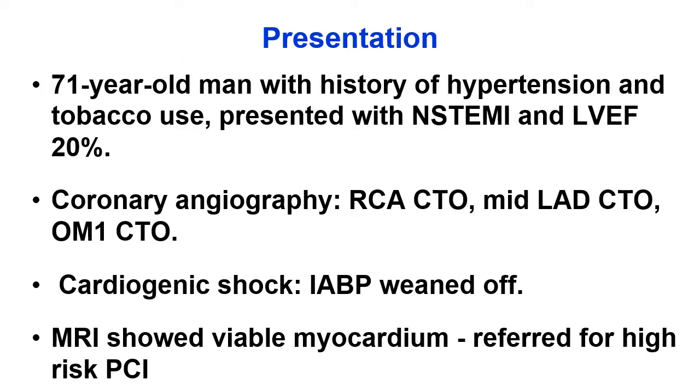Our patient is a 71-year-old man. He has a history of hypertension and tobacco use. He presented with non-STEMI and a very low EF of 20%. His coronary angiography showed RCA CTO, mid-LAD CTO, and OM1 CTO. So he was in cardiogenic shock. An intra-aortic balloon pump was placed and was weaned off after a few days. MRI was performed, showed viable myocardium, and he was referred for high-risk PCI.